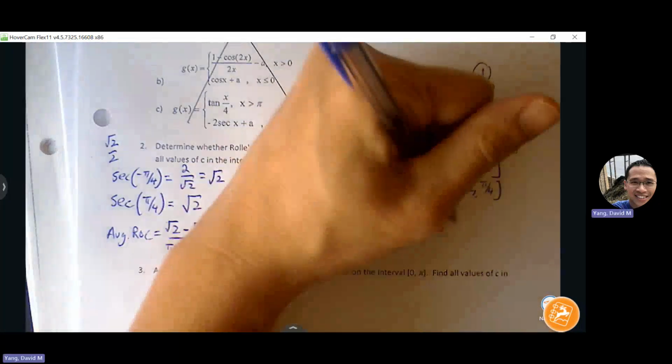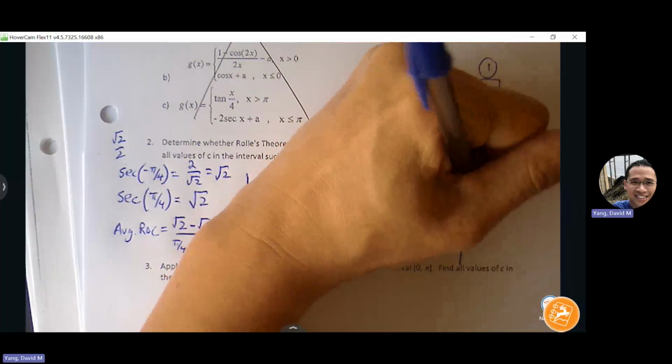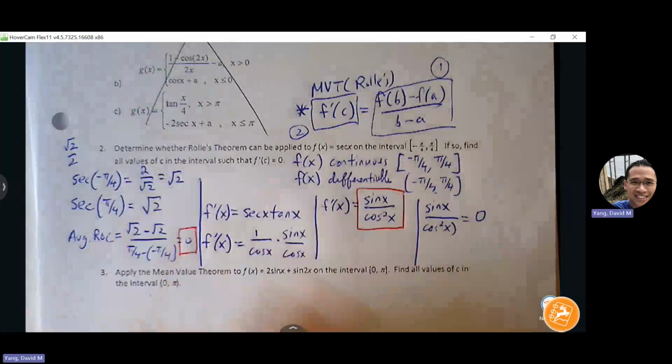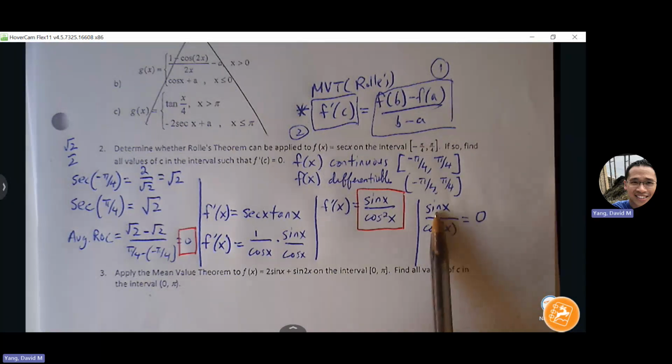Now, whenever I set a fractional value equal to 0, or a fractional expression equal to 0, where am I looking? Am I looking at the numerator? Am I looking at the denominator? Am I looking at both? Just the numerator, right? The reason why is because we want to figure out whether slope is 0.